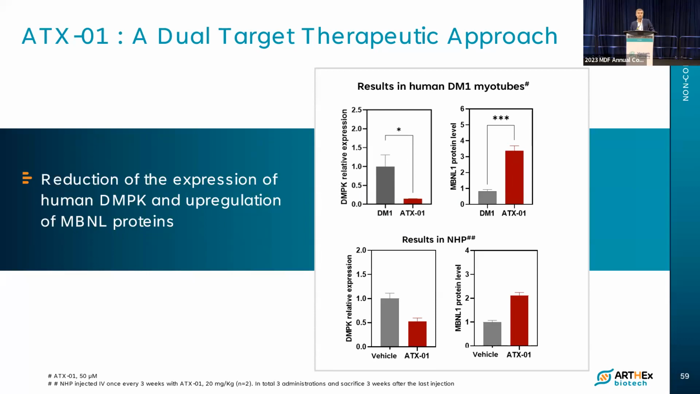We tested that molecule in different models, mice. I will share some data later on, but also in primate to evaluate the safety of the product. And at the same time, we were able to demonstrate that in primate, on the right-hand side, you can see that we can overexpress MBNL protein by applying ATX01 and also destabilize the mRNA of DMPK. So I'm insisting on the fact that we have a dual effect and we are playing on both sides.